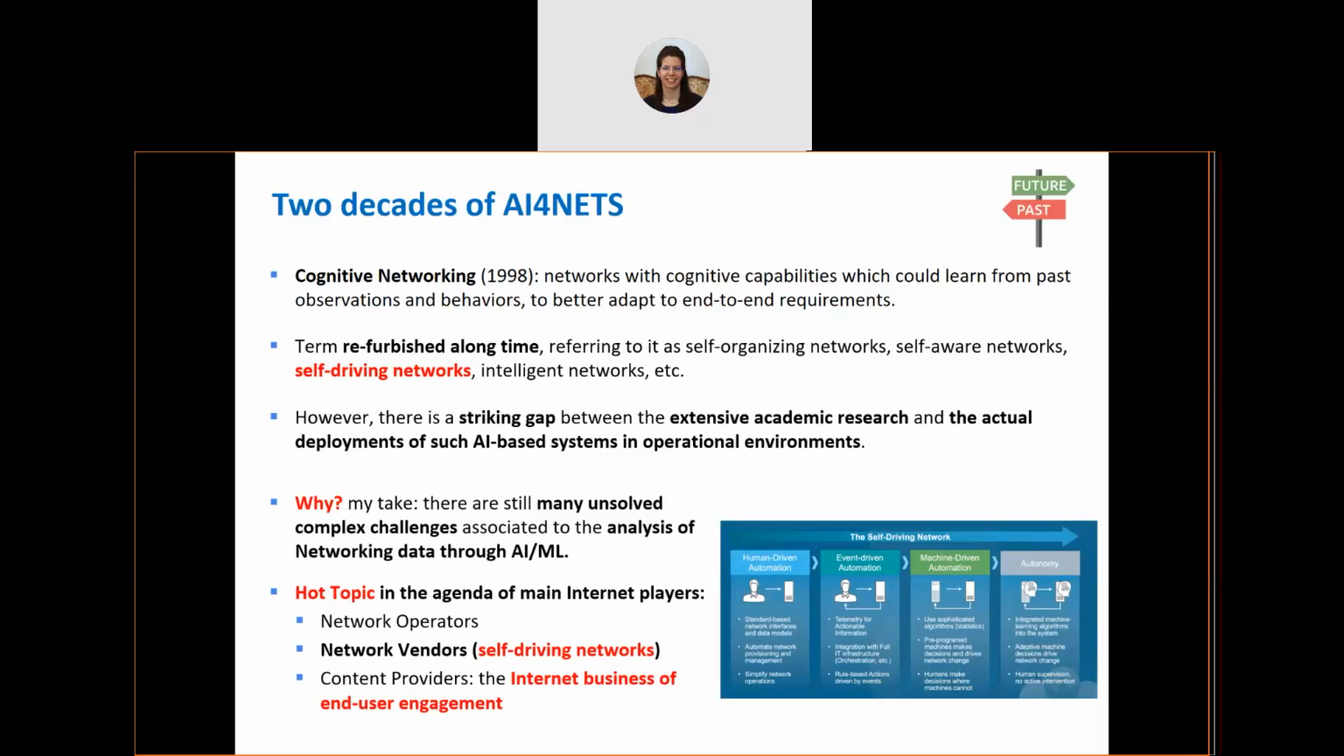So the whole internet business for content providers is about keeping the user engagement. From simple applications that are mostly based on recommendation systems, Netflix, Amazon, whenever you're there, they want to keep you there so they can sell you more advertisement and so on. In all of these situations, the idea of AI ML for nets applies.